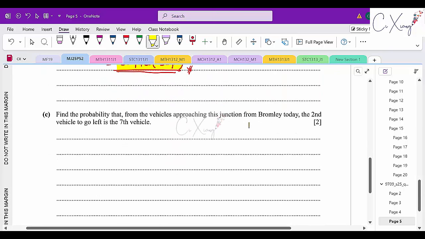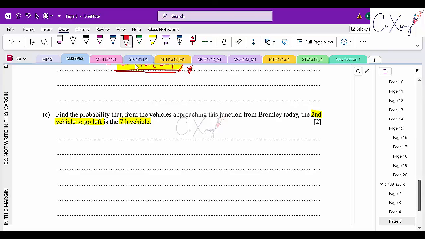Part C. Find the probability that from the vehicle approaching this junction from Brimley today, the second vehicle to go left is the 7th vehicle. Alright, so we are talking about the second vehicle going left being the 7th, right? Okay, so let's have a look at how we should carry out the calculation for this one. Let's say I'm having 7 vehicles here: 1, 2, 3, 4, 5, 6, 7. The 7th vehicle is the left one, and this is the second left.